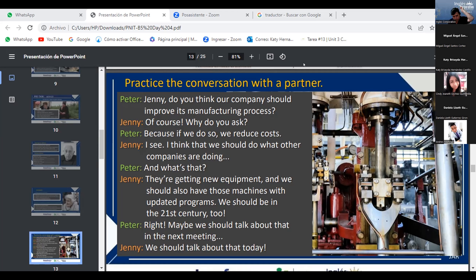Of course, why do you ask? Because if we do so, we reduce cost. I see, I think that we should do what other companies are doing. What's that? They're getting new equipment, and we should also have those machines with updated programs. We should be in the 21st century too. Right, maybe we should talk about that in the next meeting.